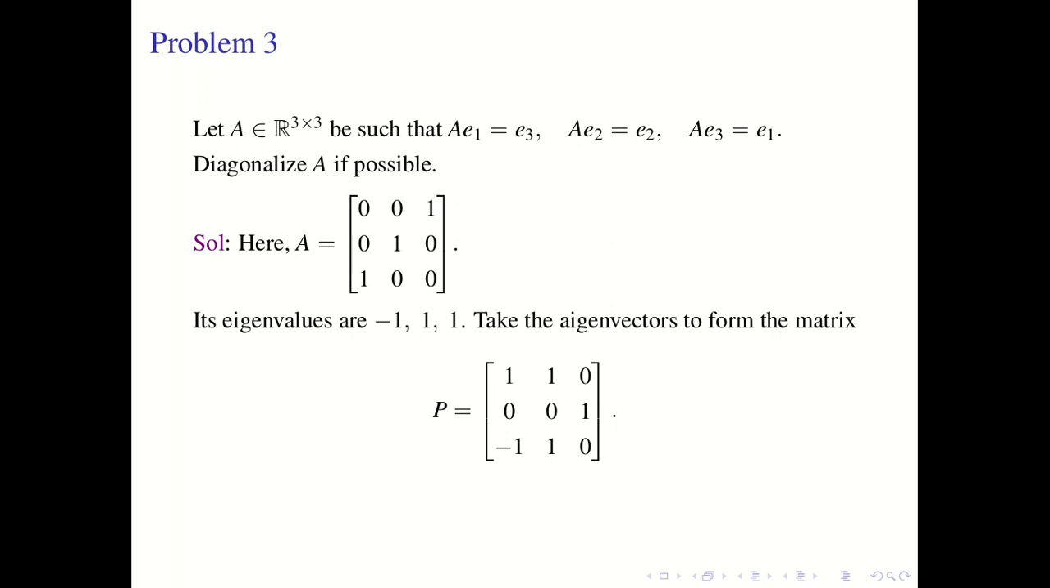Therefore, if I take the matrix P as these as columns, (1, 0, -1), (1, 0, 1) and (0, 1, 0), then P inverse AP is a diagonal matrix with diagonal entries -1, 1, 1.